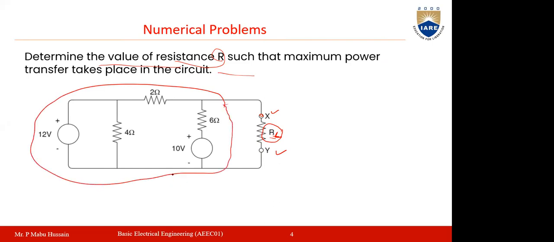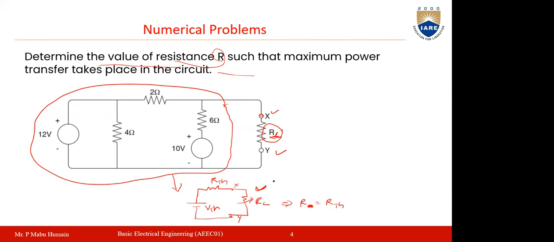Now this total circuit, by using Thevenin's theorem, you have to replace with the Thevenin's equivalent circuit, in which one voltage source will be in series with one resistance. The value of the voltage source will be V Thevenin, and the value of the resistance will be R Thevenin. Between the terminals X and Y, you finally replace this load resistance RL. In this circuit, the maximum power will be delivered to the load whenever the value of RL is equal to R Thevenin. Here RL is nothing but your R in the circuit. So when R is equal to R Thevenin, then maximum power will be delivered.